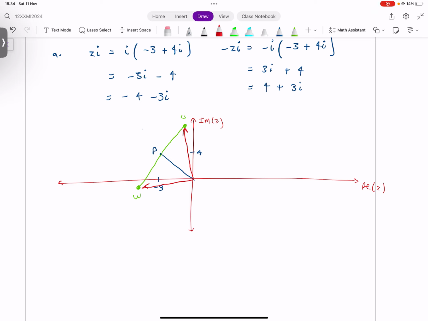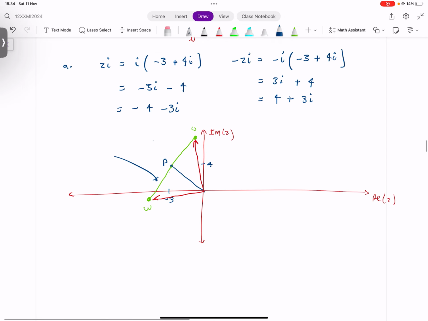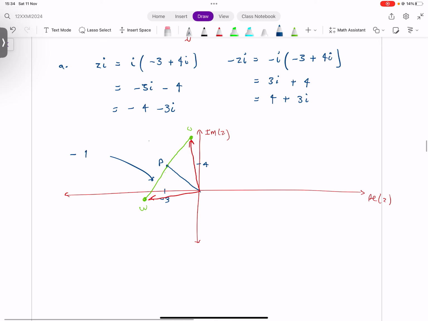Well, I can tell already that this vector here that I might highlight in green is still at right angles to P. So it's still vector z times i. So this vector here is still iz, which we figured out was minus 4 minus 3i.